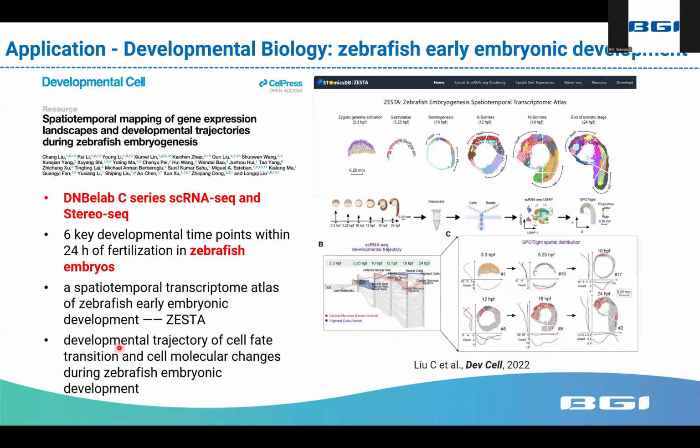This is another case we published in Developmental Cell. This study combined single-cell RNA-Seq with Stereo-seq. Stereo-seq is BGI's latest spatial sequencing technology. This study analyzed a total of 19 sagittal frozen sections at 6 key development time points within 24 hours of fertilization in zebrafish embryos. So this study also constructed a spatiotemporal transcriptome atlas of zebrafish early embryonic development, and this data can also be accessed at the website Zesta. So this is this study.